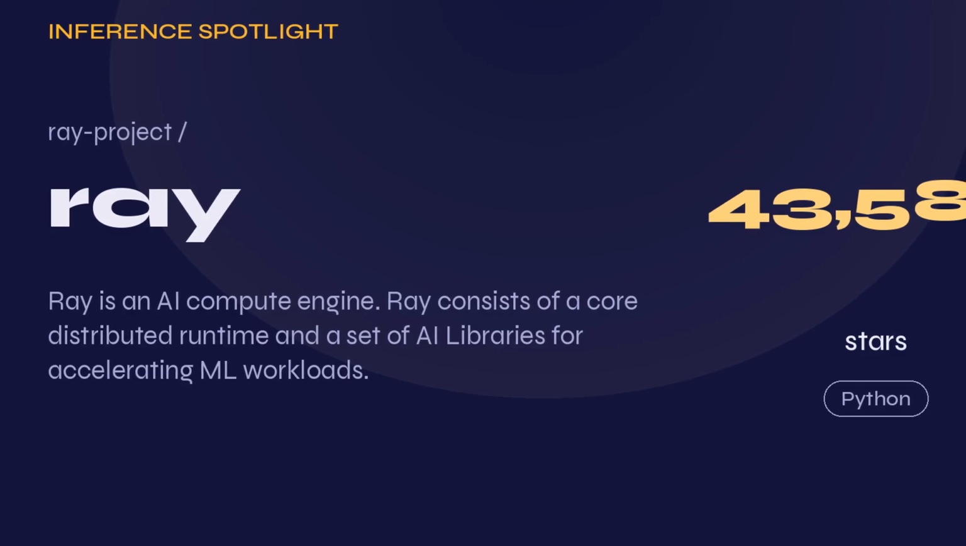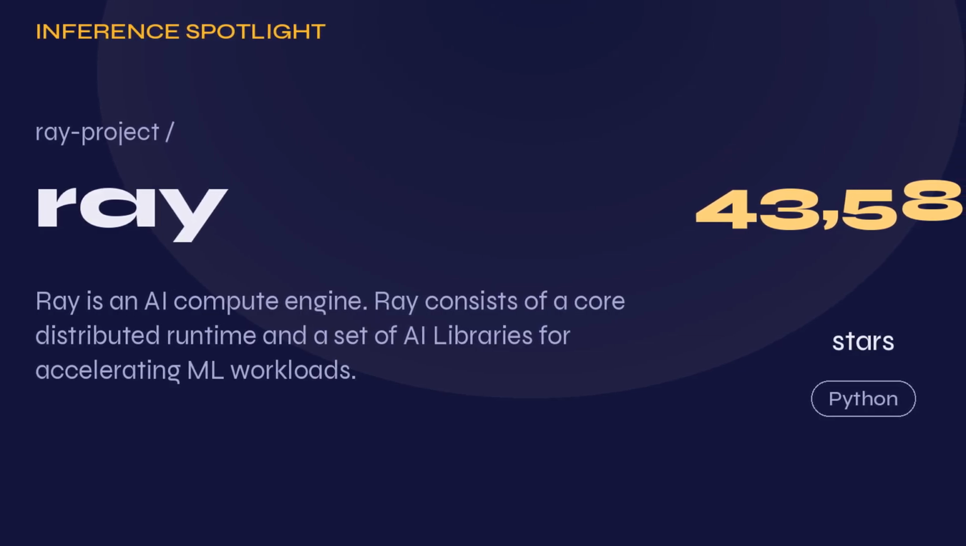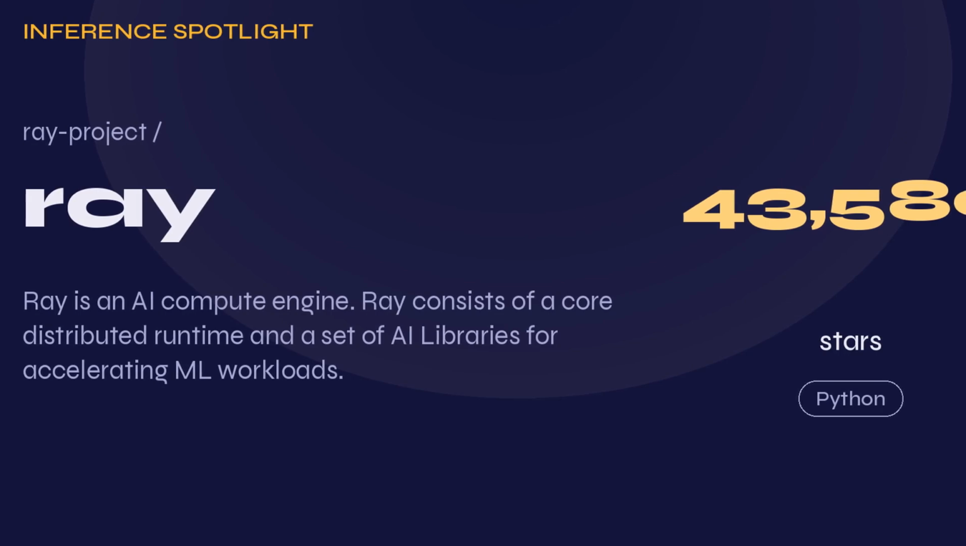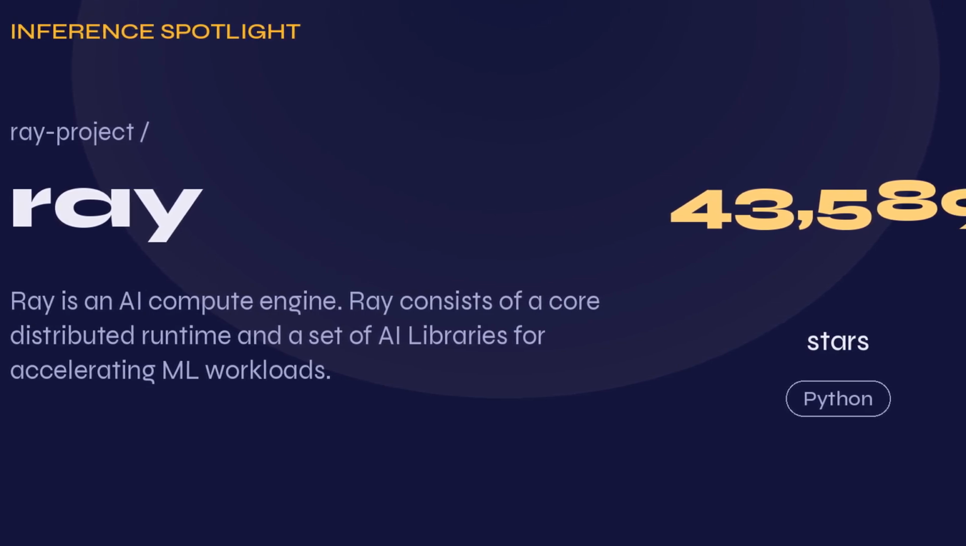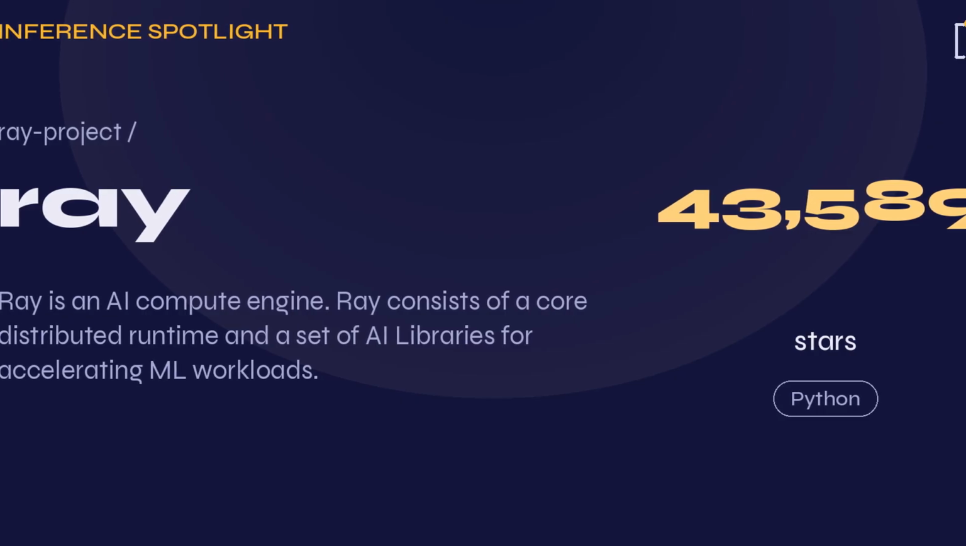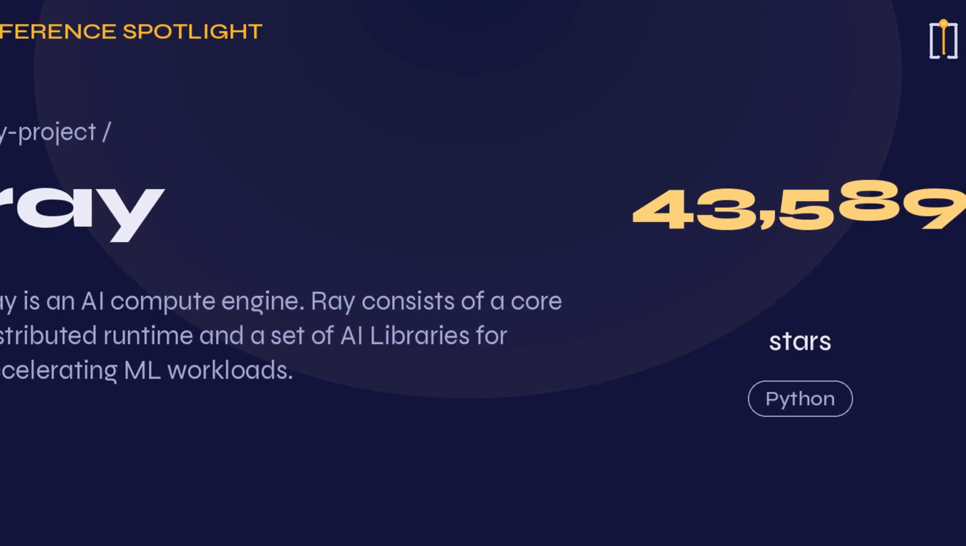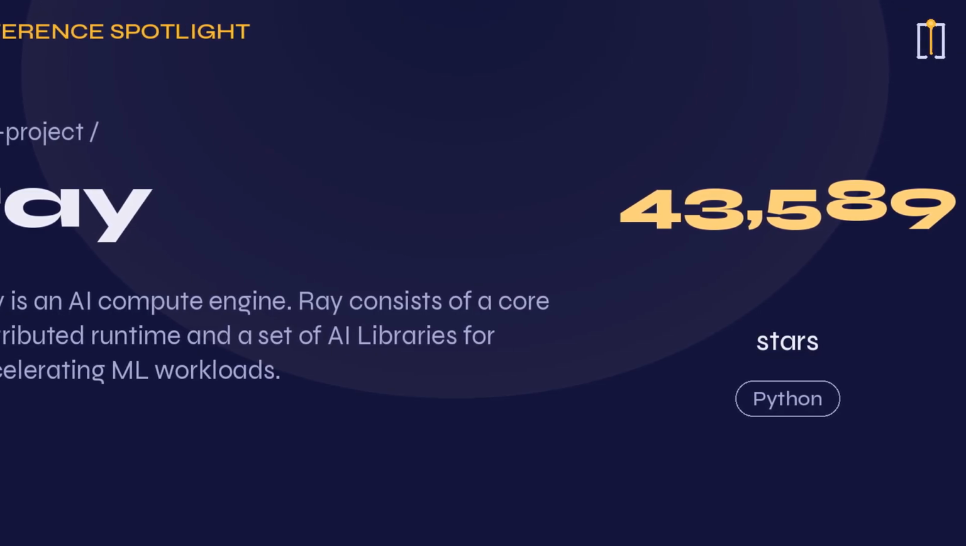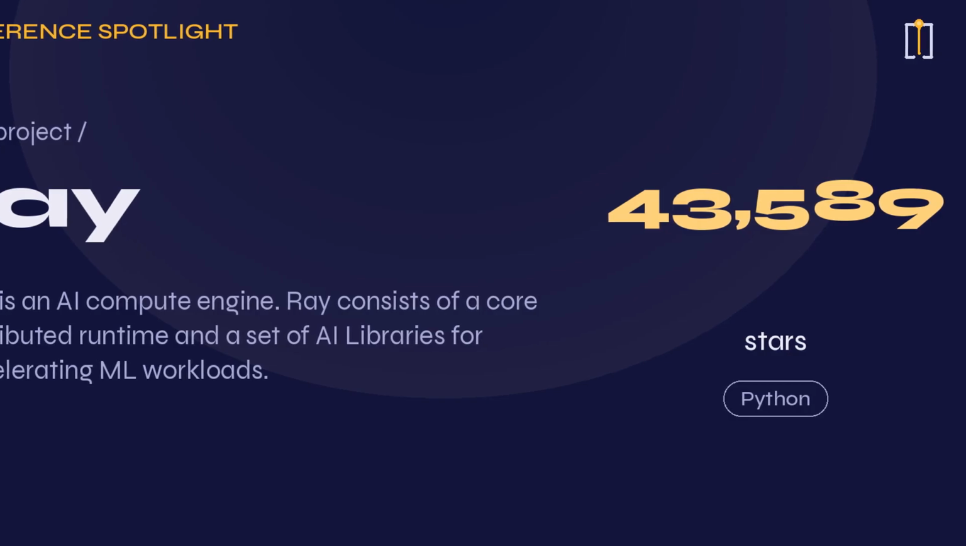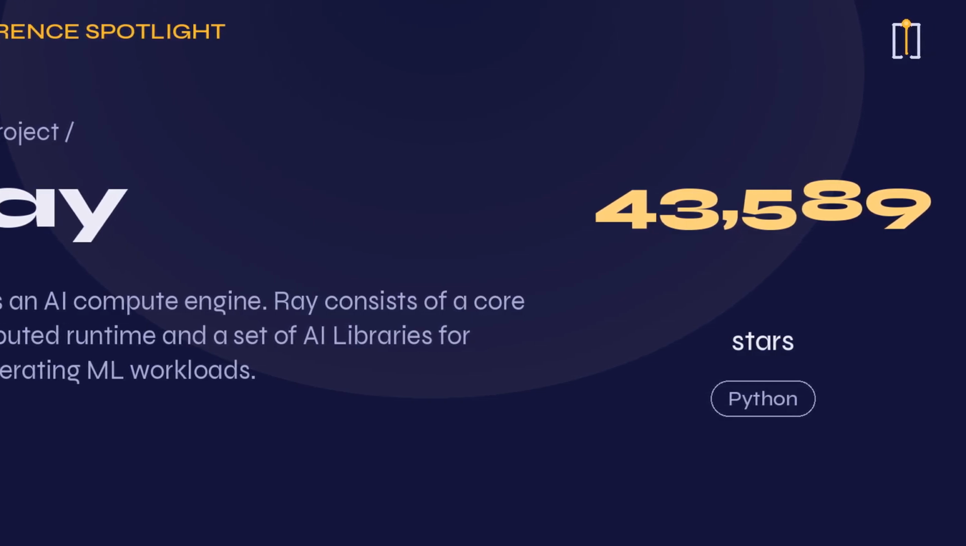This week's Spotlight zooms in on one corner of AI. Ray is one of those projects that quietly became infrastructure while everyone was looking at flashier things. At its heart, it's a distributed runtime. You take a normal Python function, slap a decorator on it, and suddenly it runs across a cluster without you rewriting your whole code base. That's the pitch, and honestly, it mostly delivers.